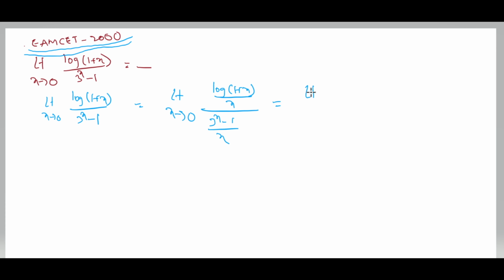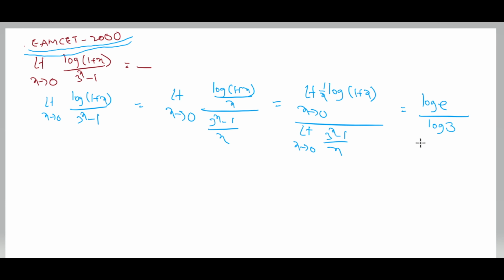This is written as limit x tends to 0, log(1 + x) into 1/x, divided by limit x tends to 0, (3^x − 1)/x. This value limit x tends to 0, (1/x) into log(1 + x), that value is log e, divided by limit x tends to 0, (3^x − 1)/x, which is log 3, that is equal to log e base 3. This is the answer.